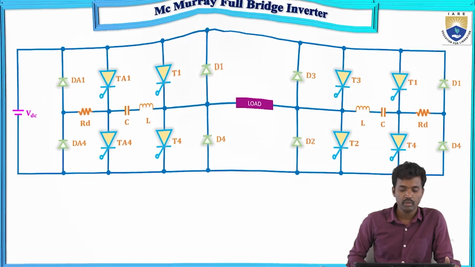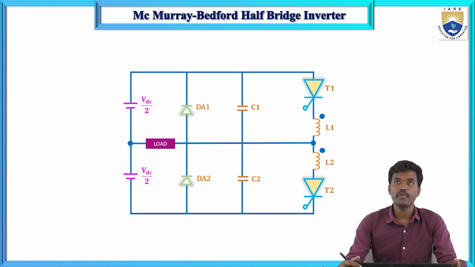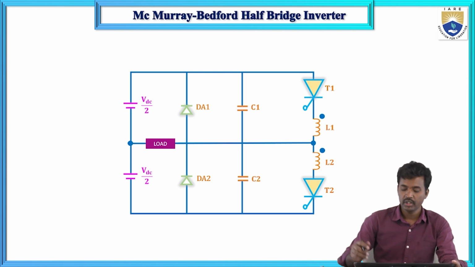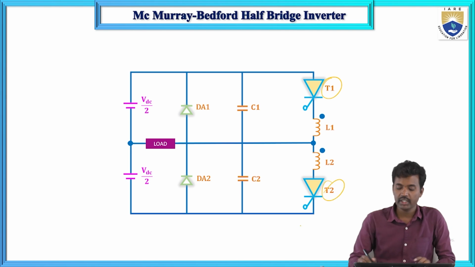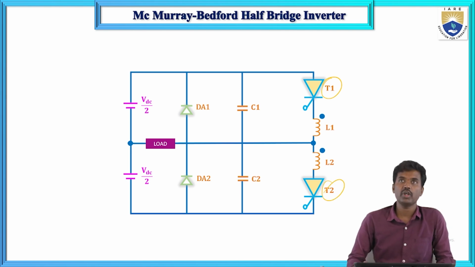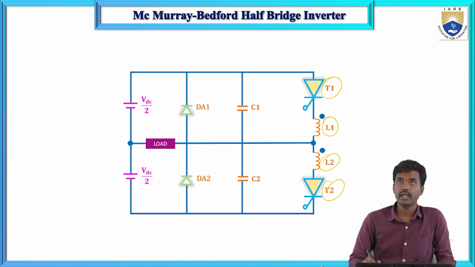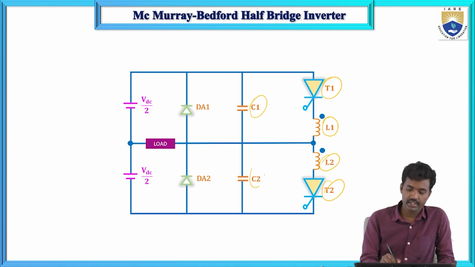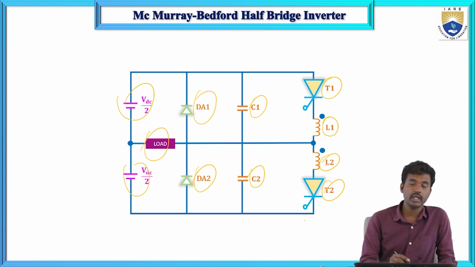Now the McMurray-Bedford half bridge inverter. What will happen? Here two thyristors T1 and T2 are connected. This is the circuit diagram for our McMurray-Bedford half bridge inverter. In this, L1 and L2 are connected, next C1 and C2, and the feedback diodes D1 and D2. This is the supply and this is the load, so the load is RL.